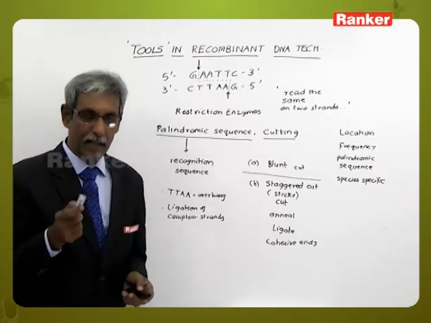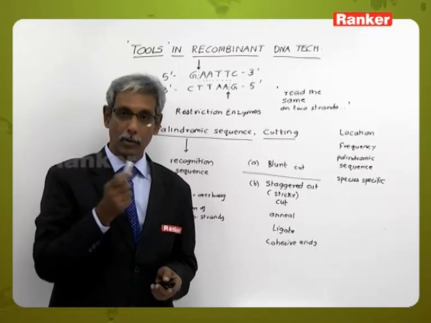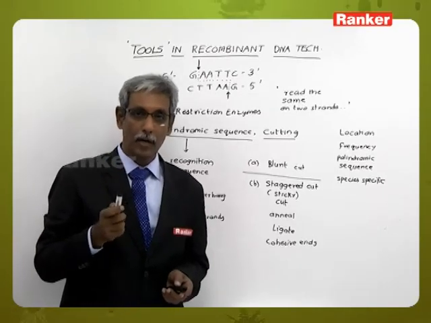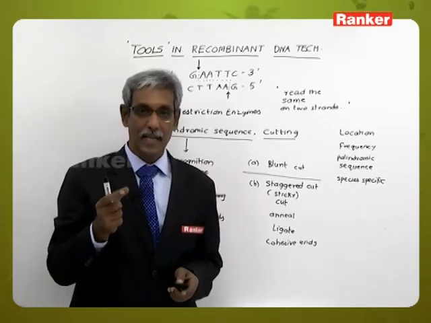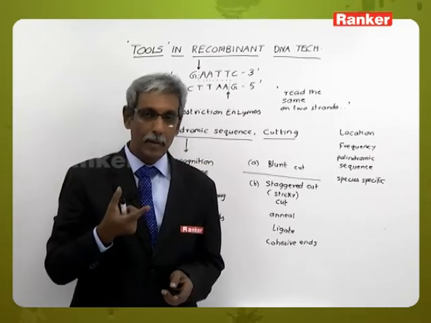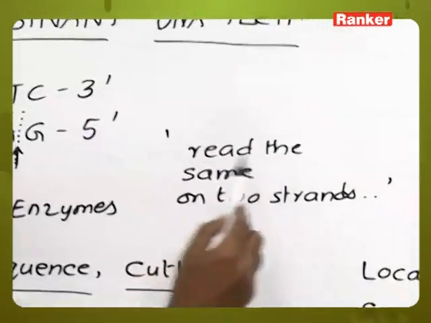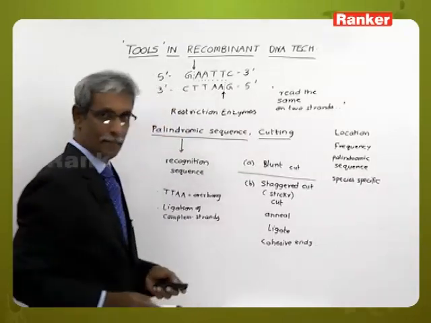Like if you recollect the word "Liril", if you can read the same both ways, or a phrase saying "Madam, I am Adam," it reads the same. So palindromic sequences are specific sequences which read the same on both the strands.